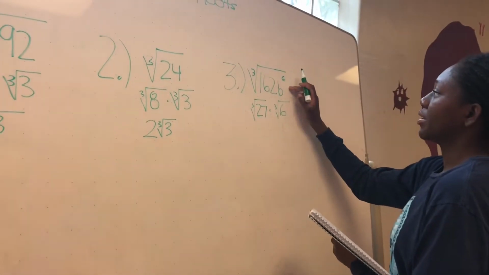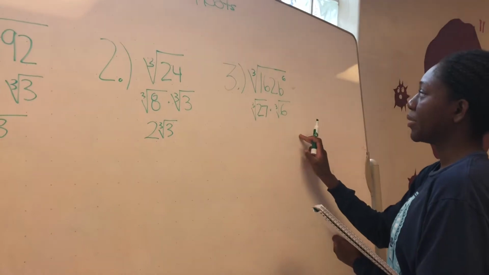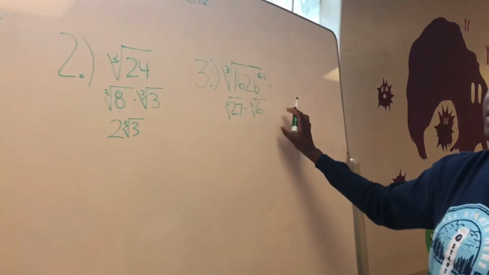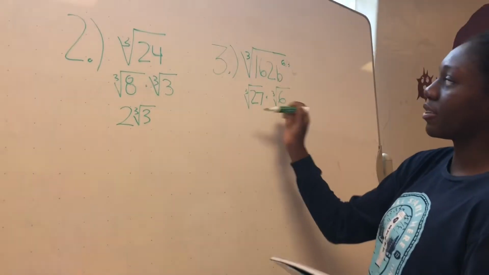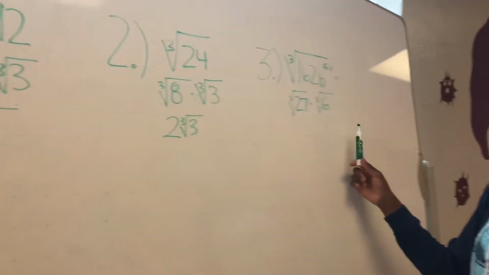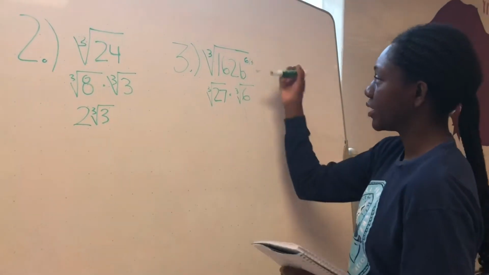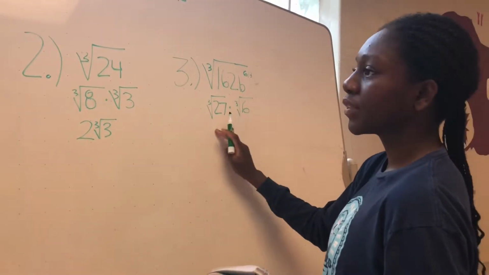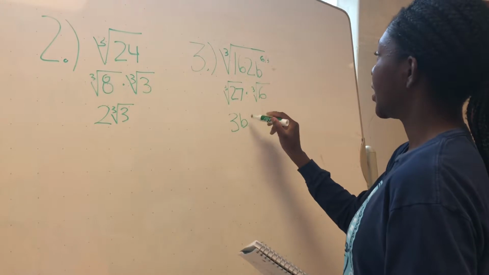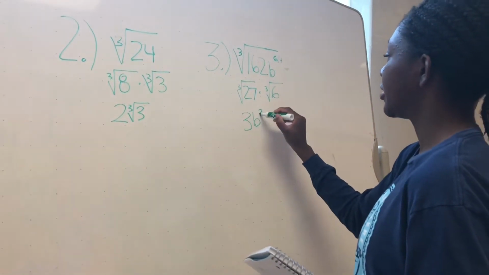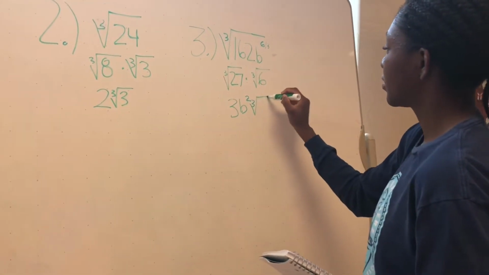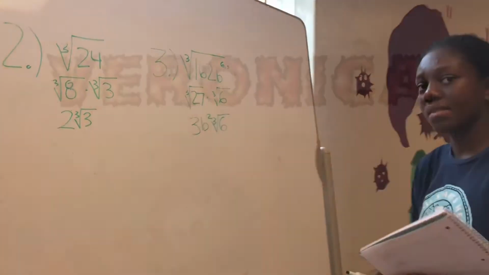And to figure out which variable parts go inside or outside, you divide 6 by 3. If there's no remainder, it goes on the outside, and if there is a remainder, the whole part goes on the outside and the remainder goes on the inside. There is no remainder, so 27 gives 3 on the outside, and 6 divided by 3 is 2, so it's 3b squared, cube root 6, and that's it.